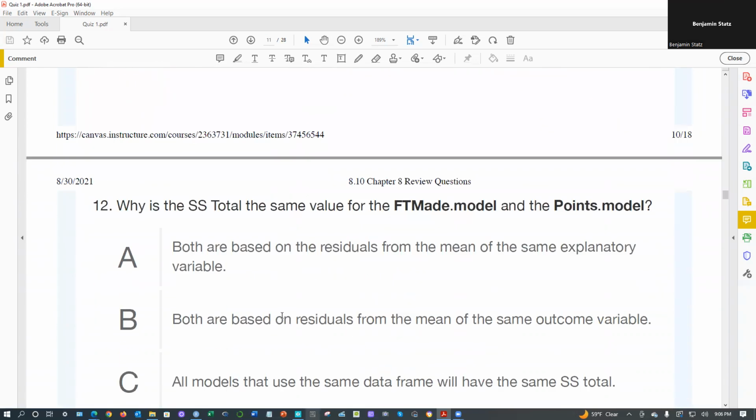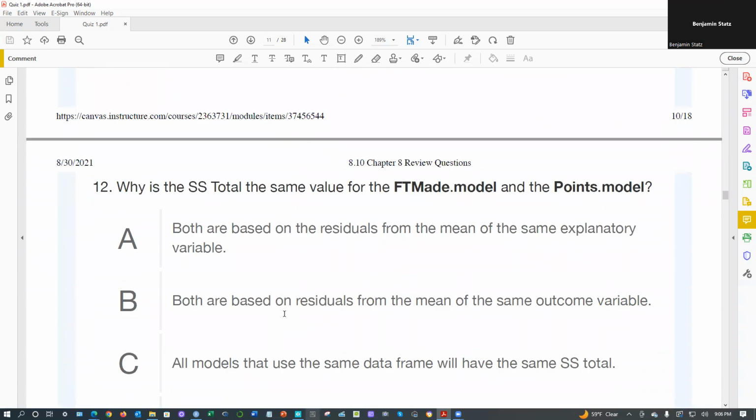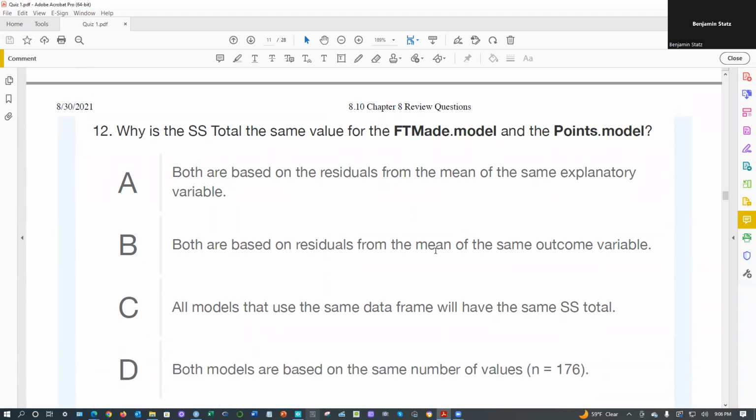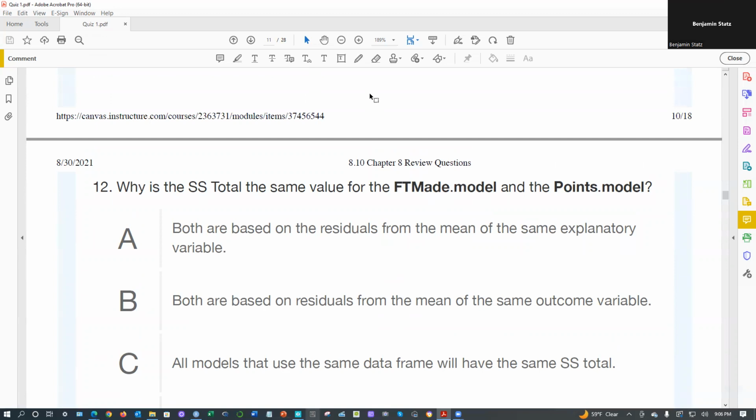Okay. Why is the SS total the same value for the FT-made model and the points model? I just talked about that. Both are based on the residual from the mean of the same outcome variable, which is minutes. Residual from the mean of the outcome variable, so that's for the Y. In both cases, Y would be the same. Same Y.